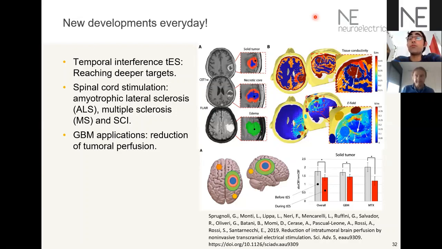And in a paper that we, together with some researchers, published last year, we also describe a new possible application for tES. In this application, what we did was that we used montage optimization to determine those parameters to target the glioblastoma in patients with this type of tumor. And we found that tES led to a reduction of tumoral perfusion in these patients, which might have some effect on life expectancy for these patients. This is something that we need to see more in future studies. But this is very important because these patients, unfortunately, don't have a lot of treatment options.